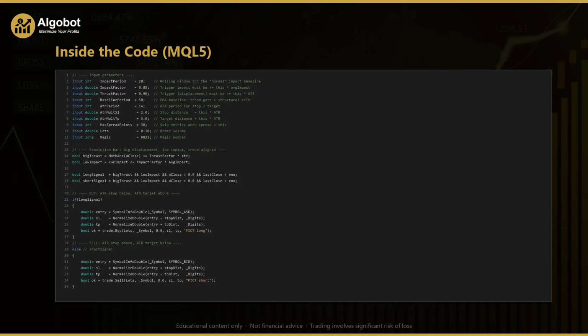Then we have the ATR period, the stop and target multipliers, the maximum spread, the lot size, and the magic number. Below the inputs is the heart of the logic. The Boolean big thrust checks that the absolute displacement is at least the thrust factor times ATR. The Boolean low impact checks that the current impact is at or below the impact factor times the average impact. The long signal requires big thrust, low impact, a positive displacement, and a close above the EMA. The short signal is the mirror image: big thrust, low impact, a negative displacement, and a close below the EMA.